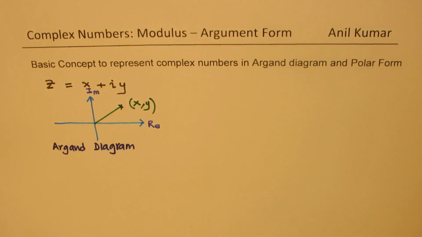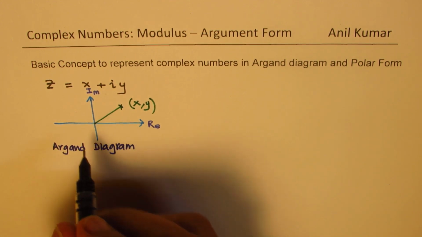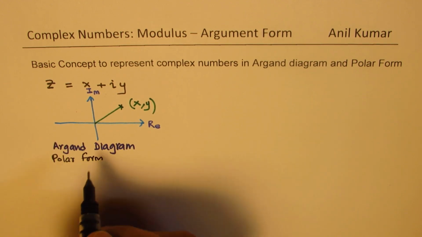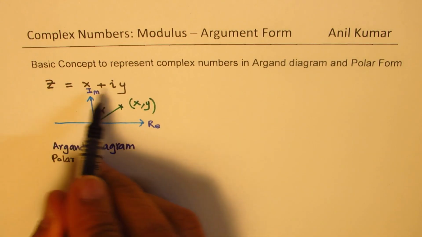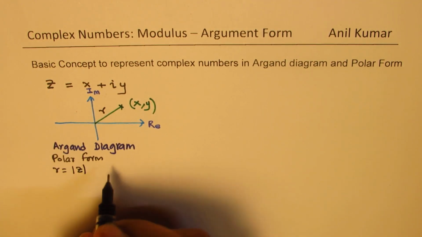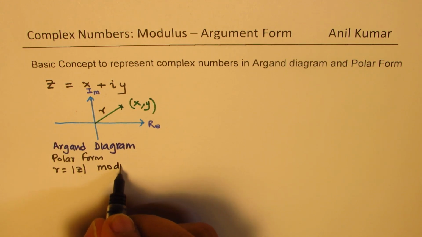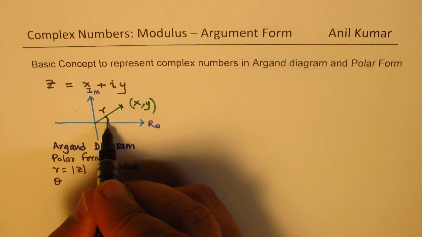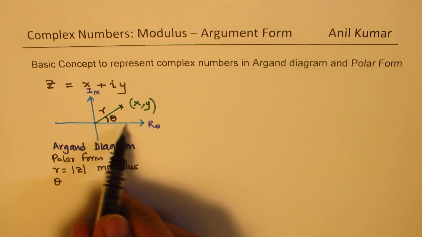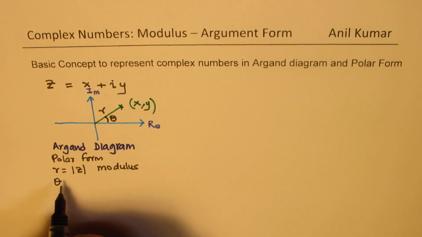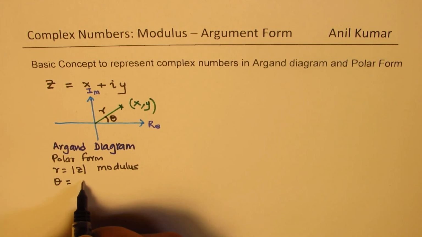Now we could also relate it with the polar form. In polar form, what we normally do is we consider r to be the magnitude of z, which is the modulus. And theta is the angle it makes with the positive x-axis, or the positive real axis. So theta will be referred to as the argument.